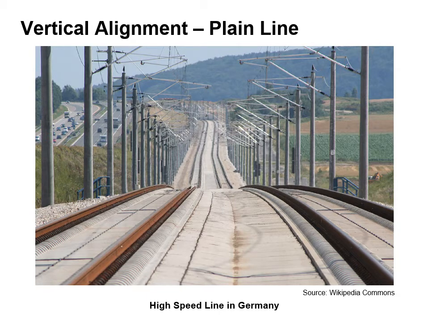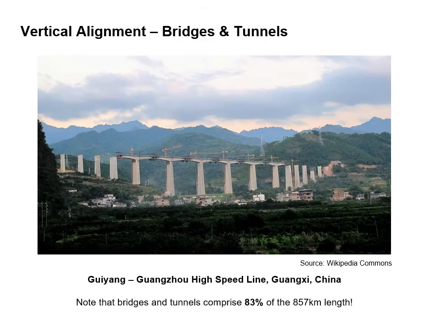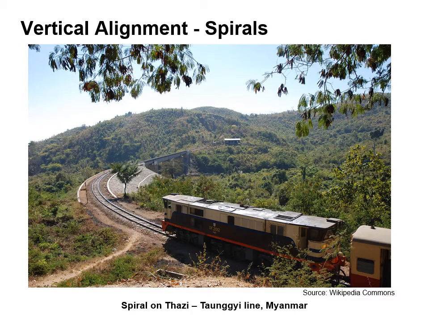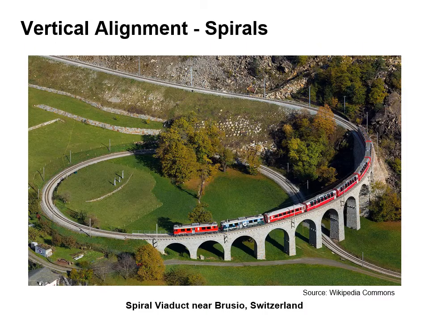And this image shows a high-speed line in Germany, where you can see the horizontal and the vertical curves just at the end of the line. Here's a picture of the Guangzhou high-speed line. Note that the bridges and tunnels comprise 83% of the 857 kilometre length. Here's an example of a spiralling section of track in Myanmar. You also see some impressive spirals in Switzerland too.